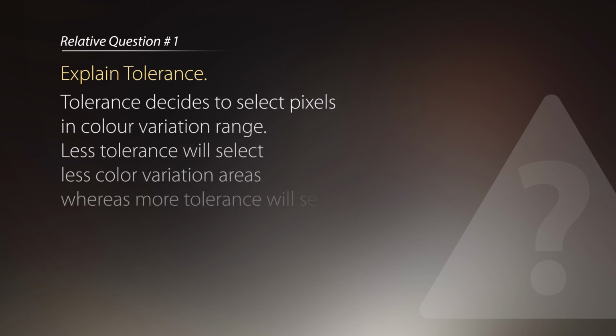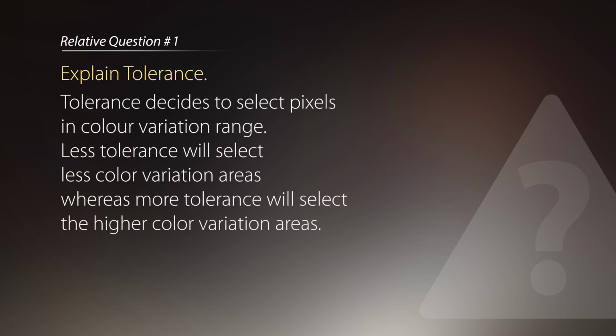Now let's talk about relative questions. So the first question is about explaining the tolerance. Tolerance decides to select pixels in color variation range. Less tolerance will select less color variation areas, whereas more tolerance will select the higher color variations areas.